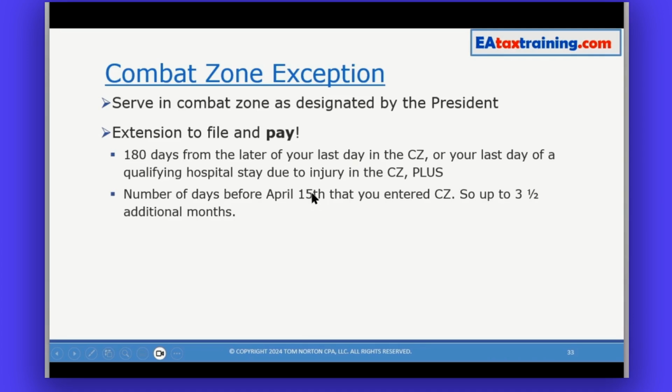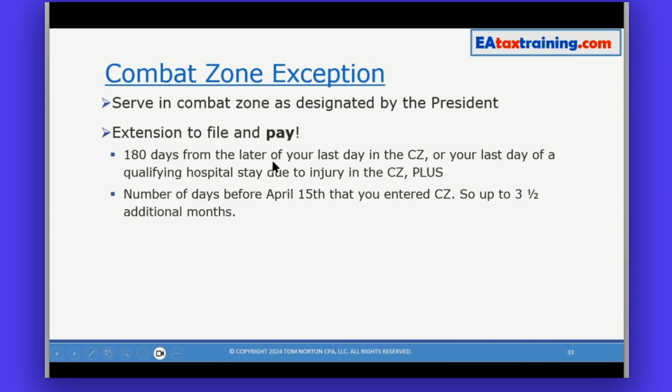So, for instance, if the person was in the combat zone starting in 2023, and then they didn't leave the combat zone until the summer of 2024, that means they were in the combat zone from January 1st, 2024 to April 15th of 2024. So let's say they came out of the combat zone on July 1st of 2024. They would get 180 days from July 1st of 2024 plus 3.5 months because they were in the combat zone all the way through April 15th of 2024. So they would actually get 180 days, which is about 6 months. You have to actually count the days. It's not exactly 6 months, but you get 180 days from July 1st. Well, that's going to extend into January of 2025. Plus, they get 3.5 more months. So their tax return is not going to be due till, if my math is right, sometime in April of 2025.